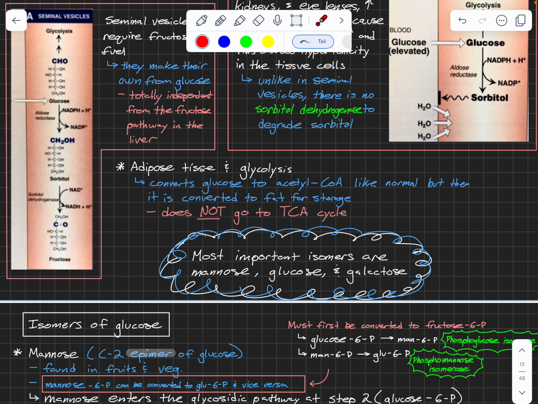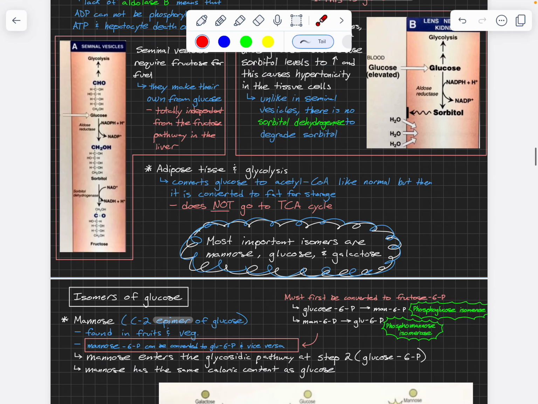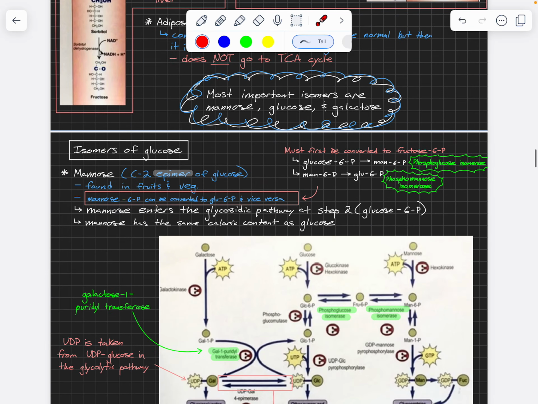We'll talk about adipose tissue real quick. So adipose tissue and glycolysis, it converts glucose to acetyl-CoA, but it is converted to fat for storage instead. It does not go through the TCA cycle. It does not combine with oxaloacetate to kick off the TCA cycle. It goes through a whole separate process that we'll get to in the second exam material. But for now, you guys just need to know any acetyl-CoA generated from adipose tissue is not used for the TCA cycle.